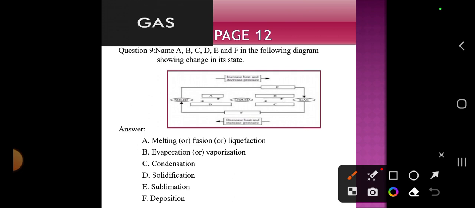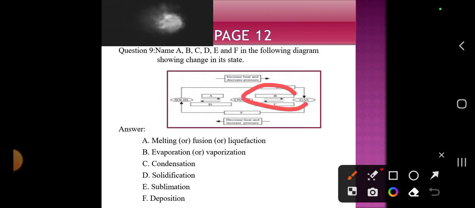See, now this question 9, that's the last question for the exercise. Name A, B, C, D, E, and F in the following diagram showing the change in the state. See here the substances are solid, liquid and gas, and it's all given. Also we have the increase heat and decrease pressure. Here it is given the decrease heat and increase pressure. What is happening to the substances which is A, B, C, D, E, F, it is given. See, when you give to substance A the increased heat and decreased pressure, then this substance will form the liquid form, that is fusion or liquefaction.